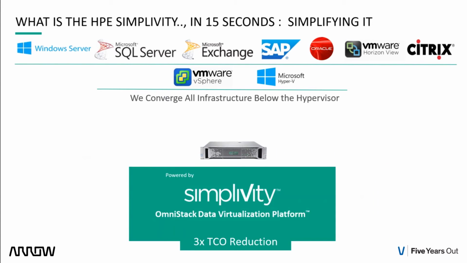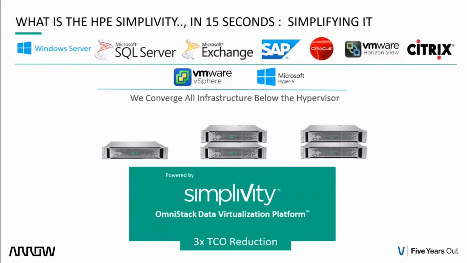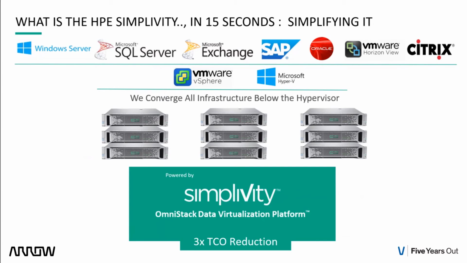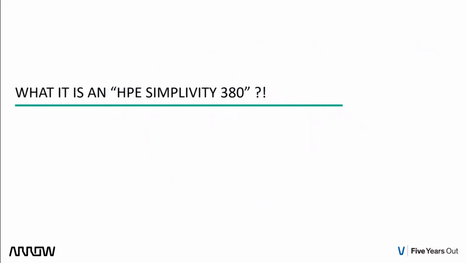Now, all infrastructure below the hypervisor is functionally residing in the server environment, which in this case is the HPE Simplivity DL380, which is also the most widely sold and secure server on the planet. Let me explain to you exactly how they've done that. First, let's take a look at exactly what the HPE Simplivity solution is.